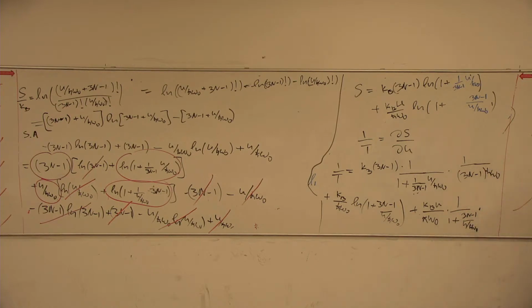And the last part is what? The derivative of this guy. Okay, so it is minus, right? 3n minus 1 divided by u squared h bar omega 0. Seems okay.